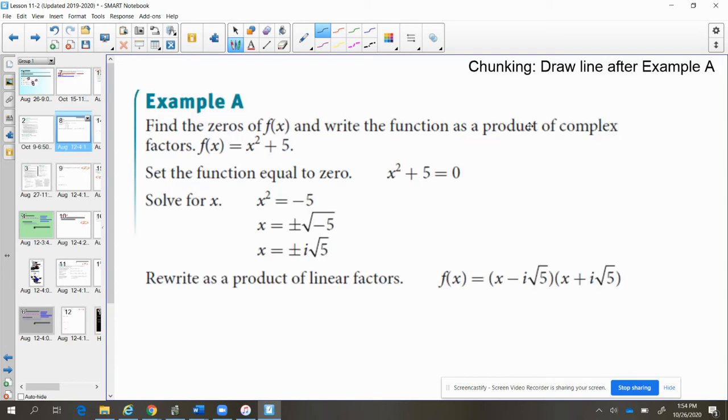And this is kind of a review for us of being able to look at these graphs, set them equal to 0, and find the zeros, real or complex. In this case, there were 2 complex zeros. And then they also want us to be able to write these as a product of linear factors. So there's a difference between finding the 0 and then writing it in its most completely factored form that we can. Okay, so that's what this example is here.